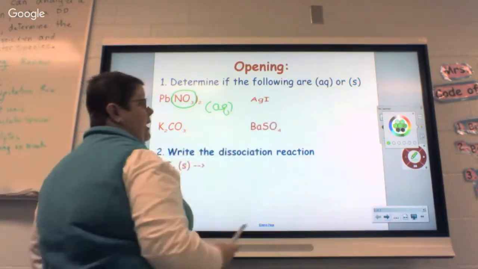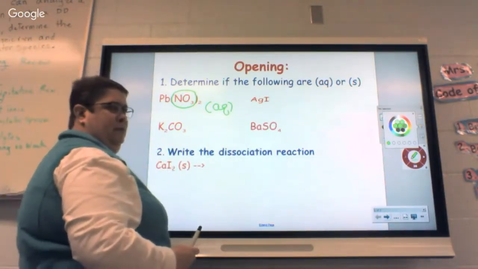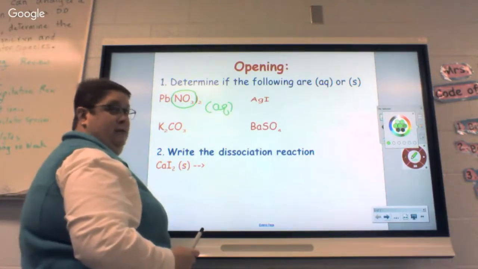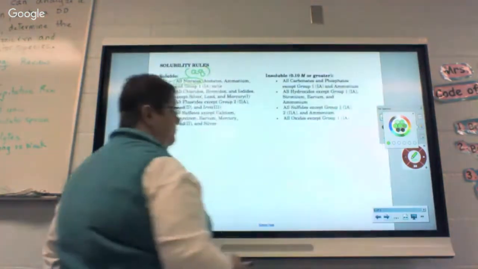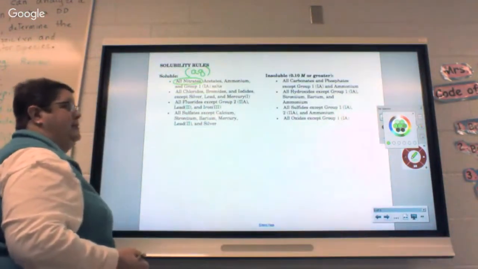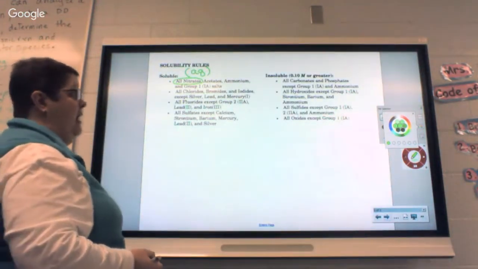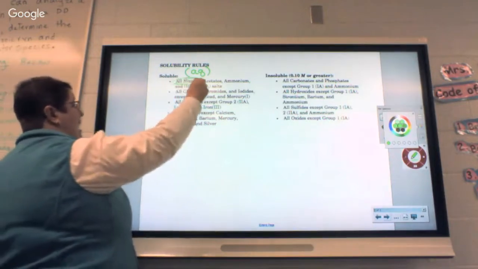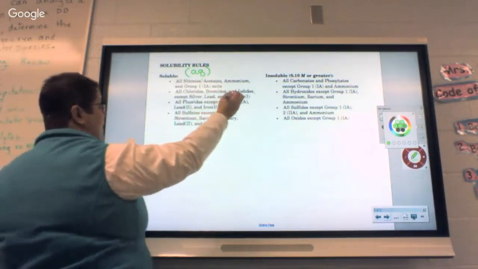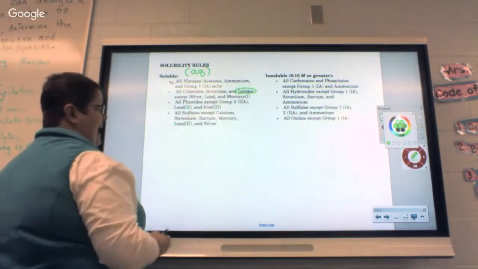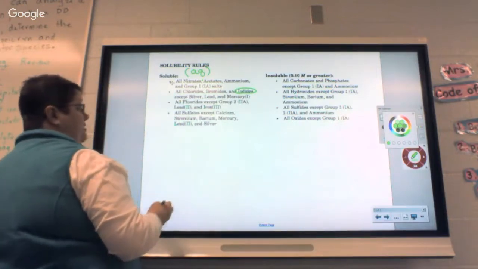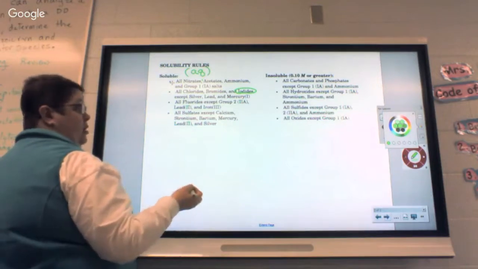AgI. What's the anion? All right, so iodine is the anion, so it's an iodide, right? So, all iodides. So, iodides are here. So, all chlorides, bromides, and iodides are soluble. So, again, we're going to put AQ.